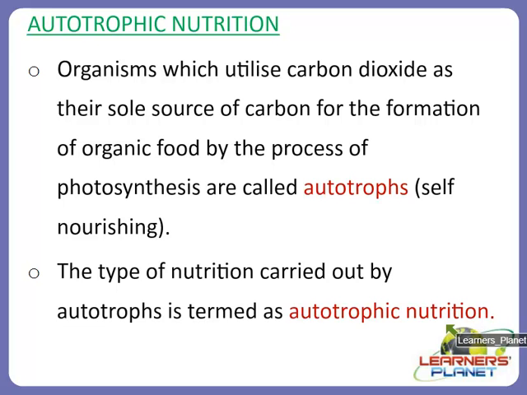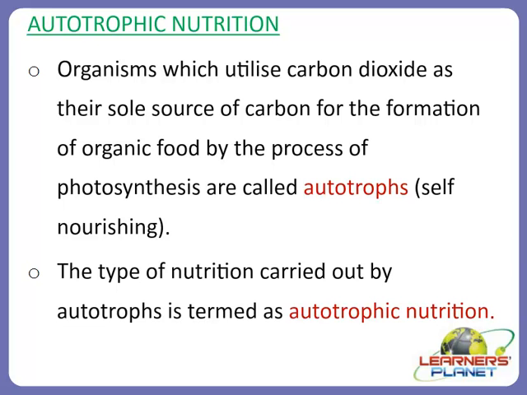Like we have seen animals and humans eating food, but have we ever wondered how plants obtain their food? The type of nutrition by which plants get their food is autotrophic nutrition, which means they self-nourish themselves. So remember this, that organisms which utilize carbon dioxide as their sole source of carbon for formation of the organic food by the process of photosynthesis are called autotrophs.